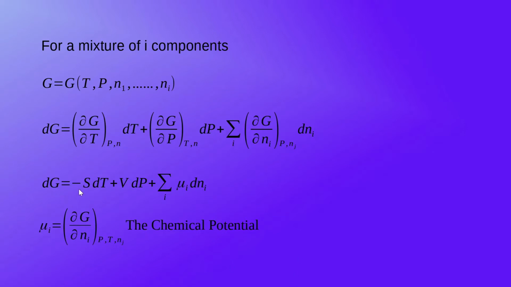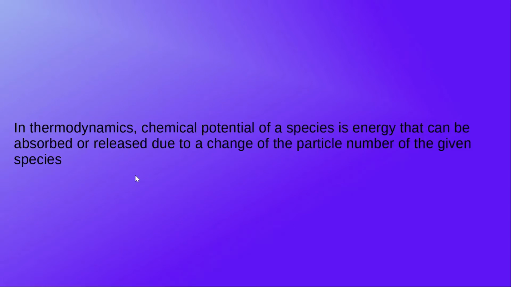Now the change in Gibbs free energy is going to be minus S dT plus V dP plus the summation over all the I components of mu I dn I, where mu I is equal to the partial derivative of G with respect to N I holding pressure, temperature and all the other mole species constant. Mu I is nothing but the chemical potential. In thermodynamics, the chemical potential of a species is the energy that can be absorbed or released due to a change of particle number of the given species.